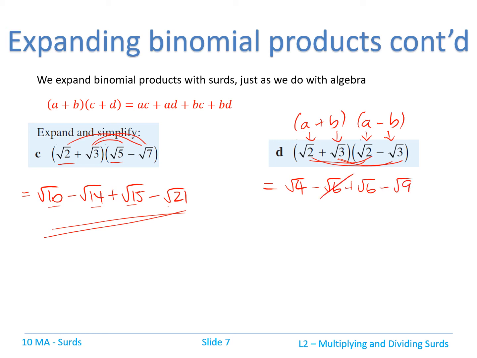The plus and minus root 6 cancel each other out. I end up with a 2, because the square root of 4 is 2, minus the square root of 9, which is 3. I end up with negative 1. So when we do a difference of two squares with surds, do we always get rid of the surds? Maybe we'll look at that later on. Possibly. Could be used as a little trick, I think, later on.